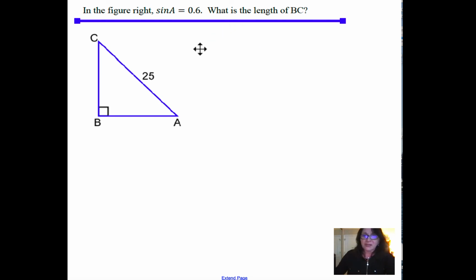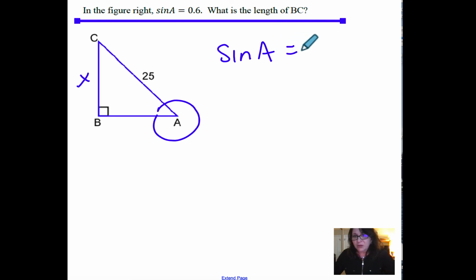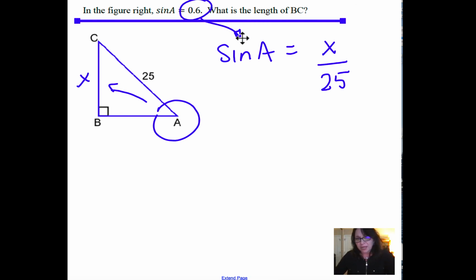For this problem, it says the figure at right, sine of A is equal to 0.6. What's the length of BC? So we want to find this length right here. But we do know that sine of angle A is equal to opposite over hypotenuse. And so in order to find BC, which is this length right here, opposite, all I have to do is take sine of A, which is this value, and plug it in right there. So I know that sine of A is equal to 0.6. So I'm going to put 0.6 in place of this sine of A.